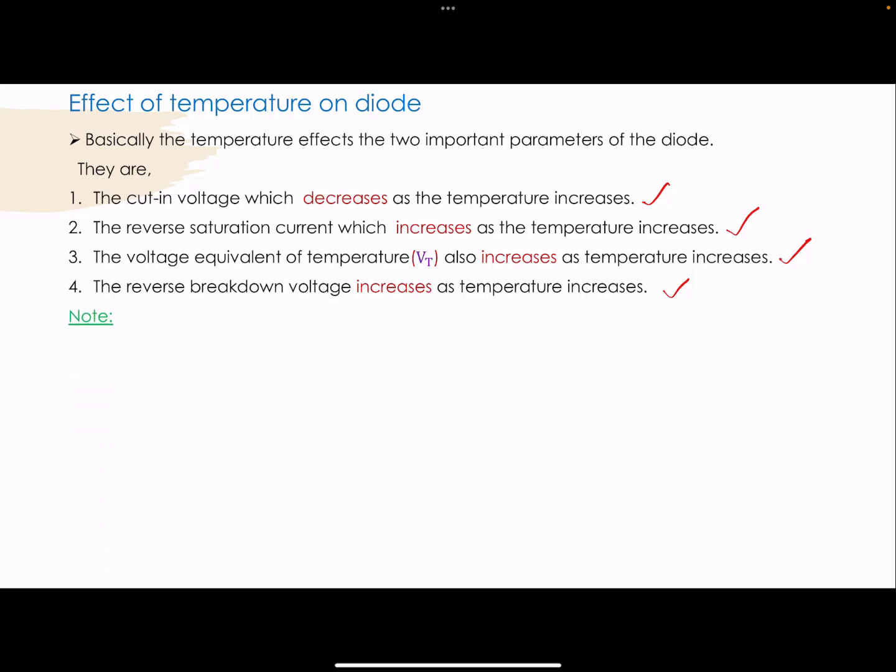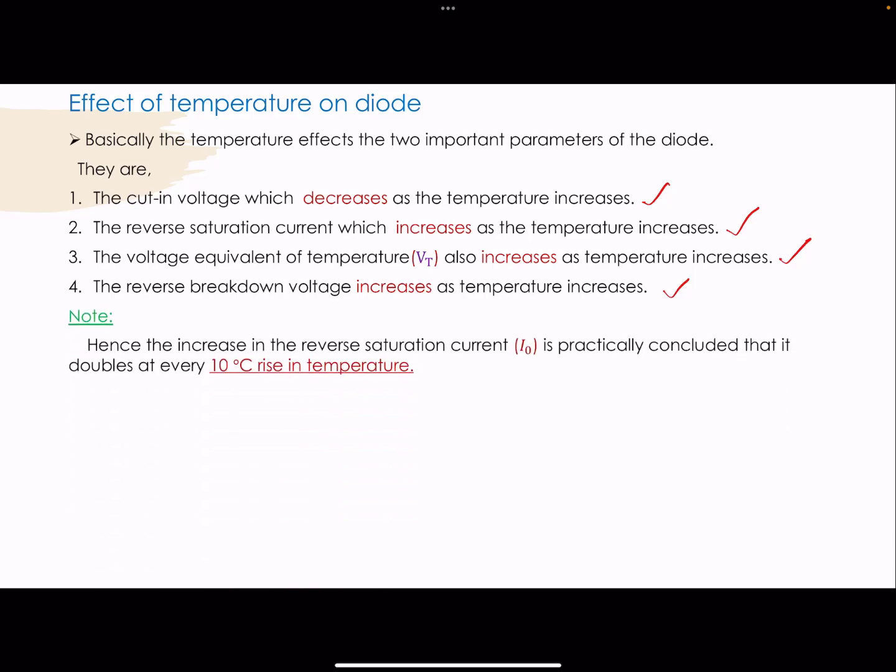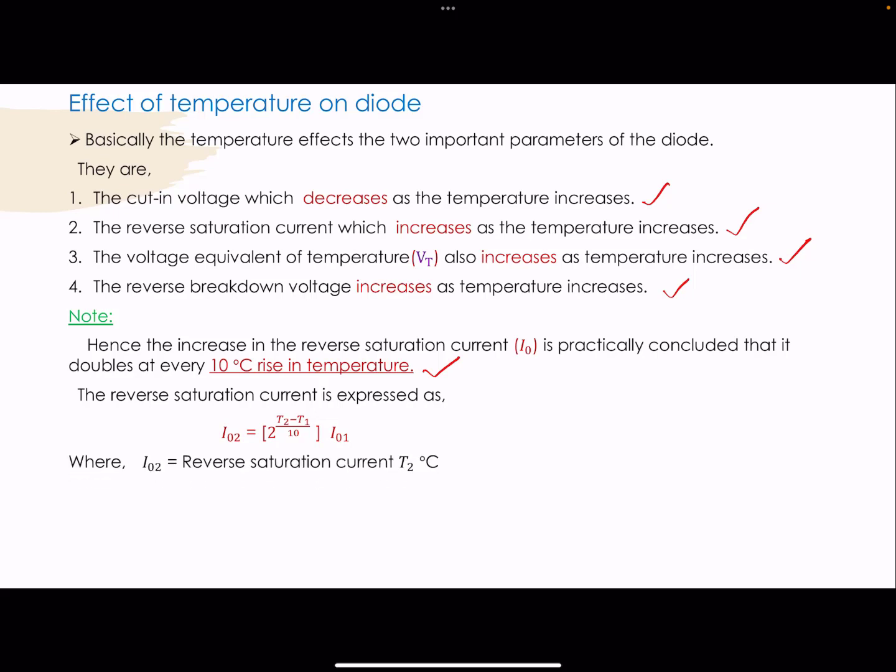Now looking at this, we can say that the increase in the reverse saturation current I0 is practically concluded that it doubles at every 10 degrees centigrade rise in the temperature. Hence the reverse saturation current is expressed as I02 is equal to 2 to the power of (T2 minus T1) by 10 into I01, where I02 represents the reverse saturation current at T2 degrees centigrade and I01 represents the reverse saturation current at T1 degrees centigrade. And the change in the temperature T2 minus T1 can be replaced as delta T.